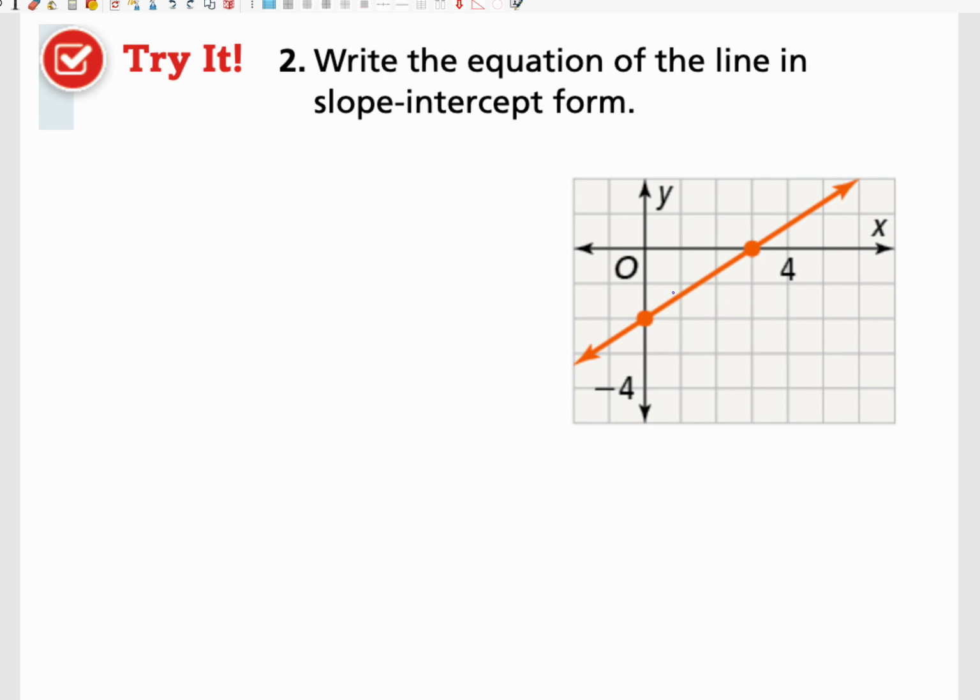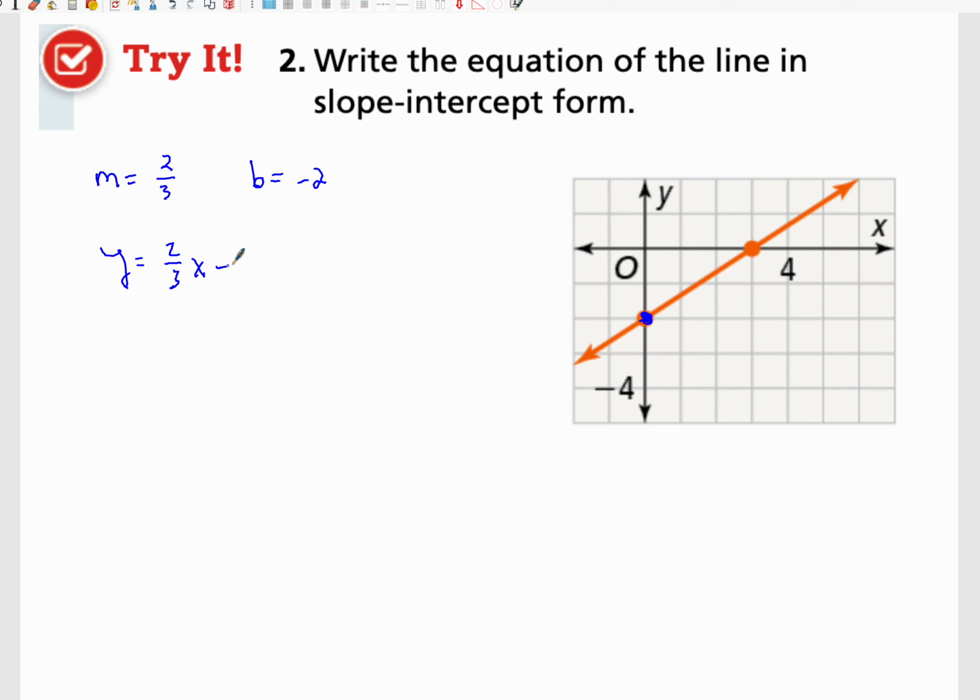Write the equation of the line in slope-intercept form. So find the 2 things. I've got my y-intercept, and the slope is up 1, 2, right 1, 2, 3. So the slope is up 2, right 3, and the y-intercept is what? It's -2. Good. So y equals 2/3 x minus 2.